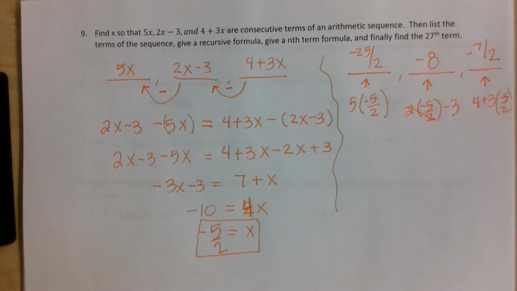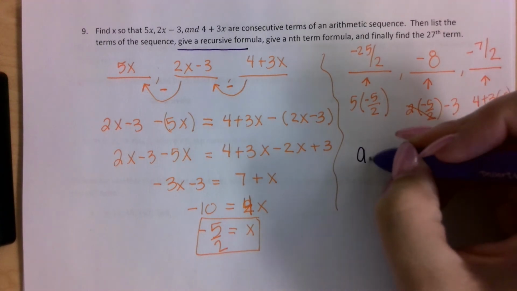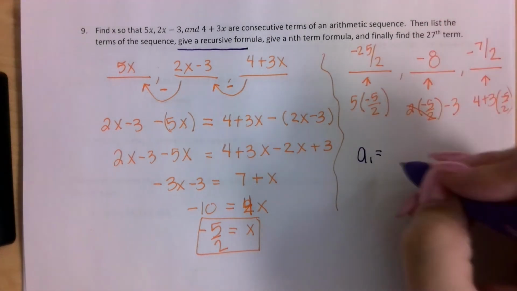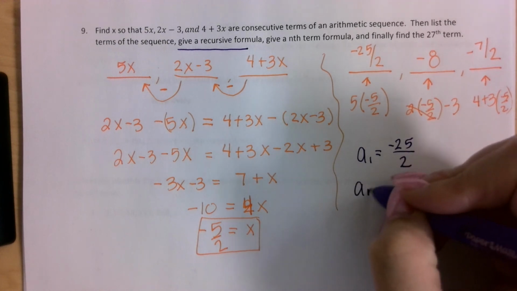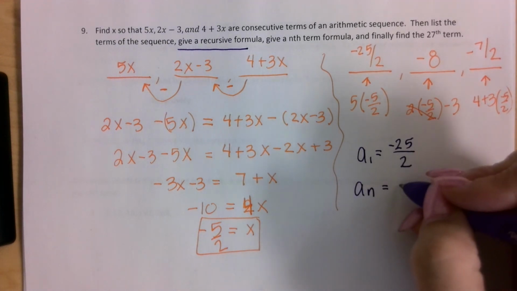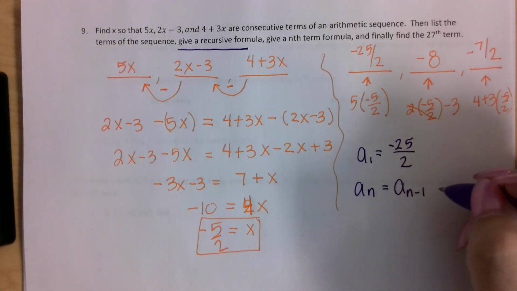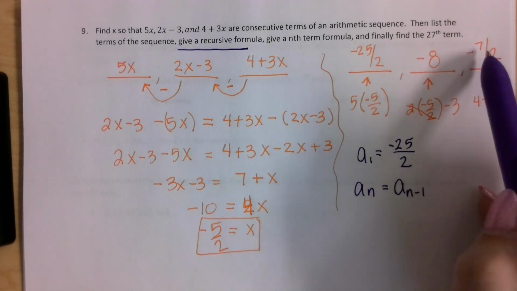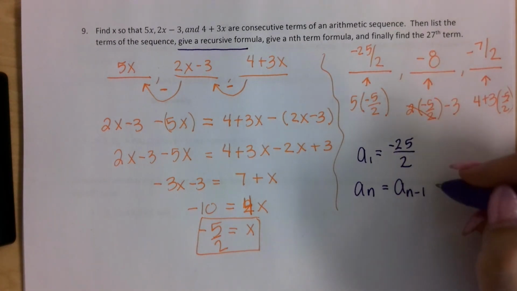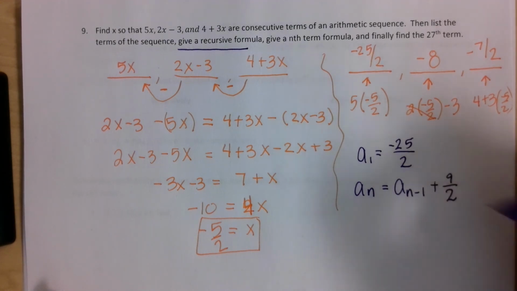Now it wants us to write the recursive formula. So the recursive formula will say a sub 1 is our first term, negative 25 over 2. A sub n is the term before it, plus the common difference. So we have to figure out what's happening to go from each of these. And it ends up being plus 9 over 2 is our common difference.